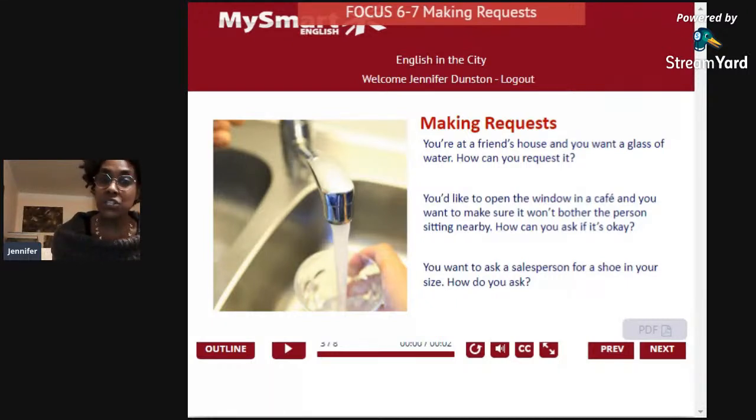In one situation, you're with a friend. So it's an informal setting, but you still want to be polite. In a second situation, you're in a public place. So you're speaking to a stranger. So it's important that you are polite. In the third situation, you're in a shop and you're speaking with the shop assistant or a salesperson. So it's very important then that you're polite.